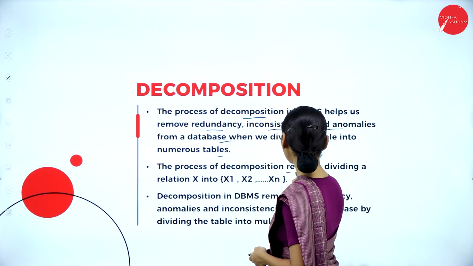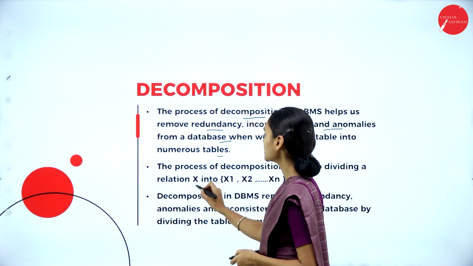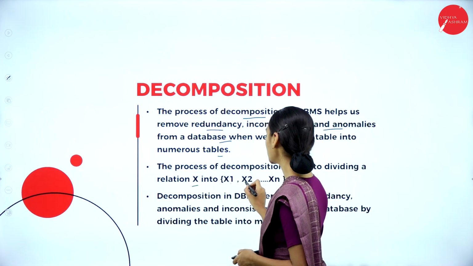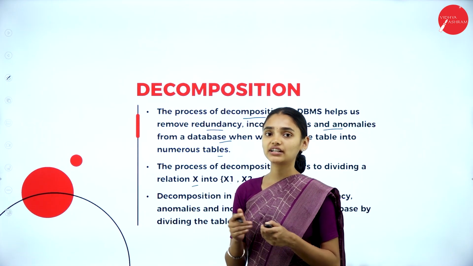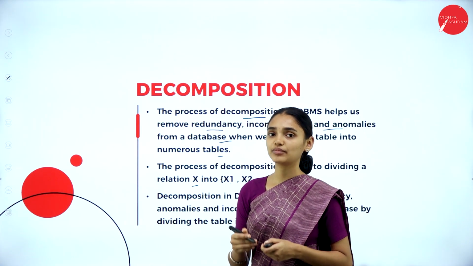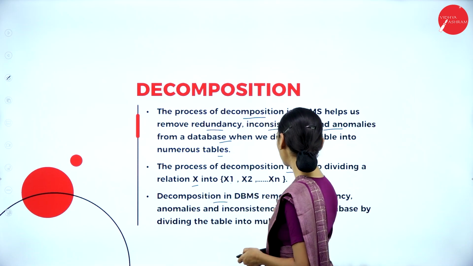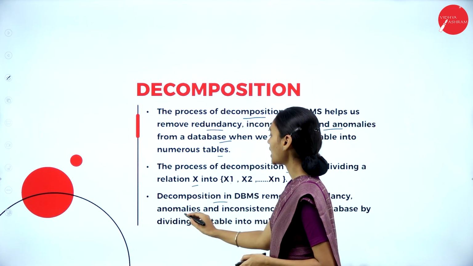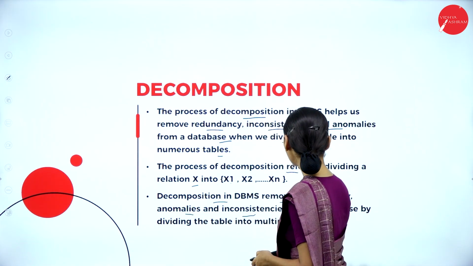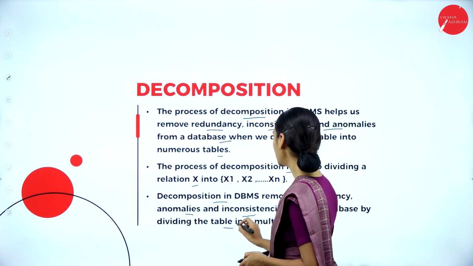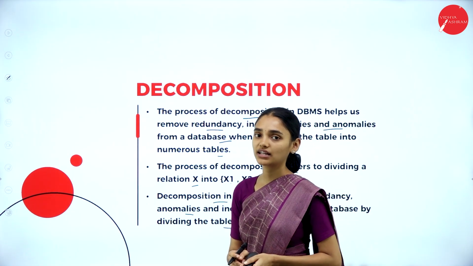The process of decomposition refers to dividing the relation table X into X1, X2 and Xn. Suppose you have a table X, you can divide that table into X1, X2 up to Xn. The decomposition in DBMS removes the redundancy, anomalies and inconsistency from the database by dividing the table into multiple tables.